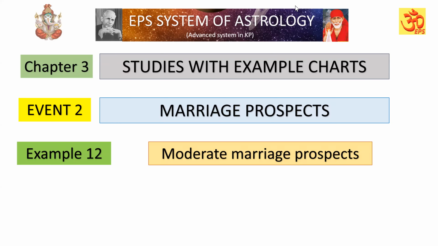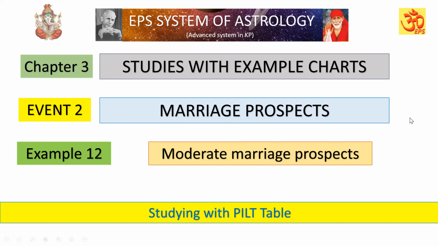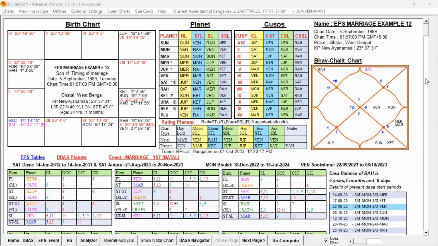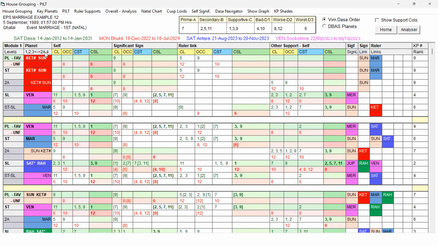Example 12, moderate marriage prospects, and also it is delayed marriage. So we will discuss with the help of the PILT table in this video. This is the birth chart of that male native. Now let us examine the PILT table for the marriage prospects and also destiny prospects and also timing of event.